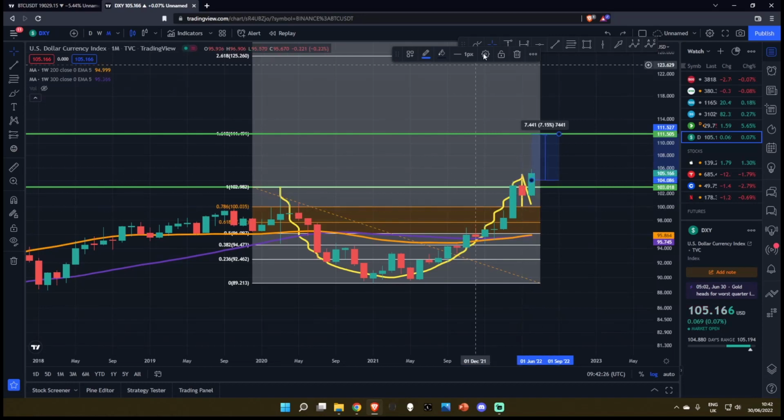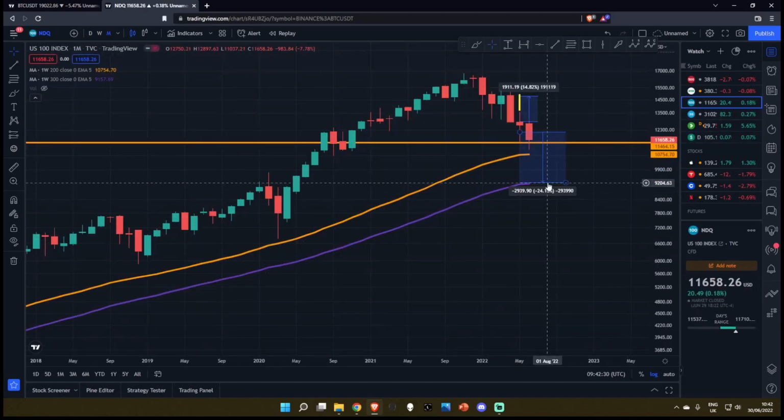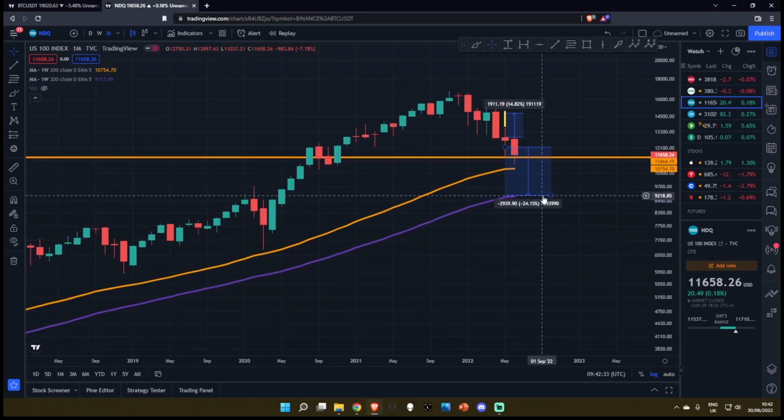If the dollar moves up another 6%, what is this going to mean for the stock market? Well, the Nasdaq is very, very likely to continue its descent down to the 200-week moving average, to the 300-week moving average rather.